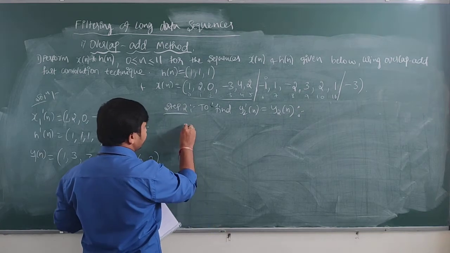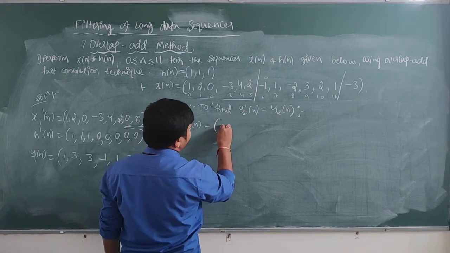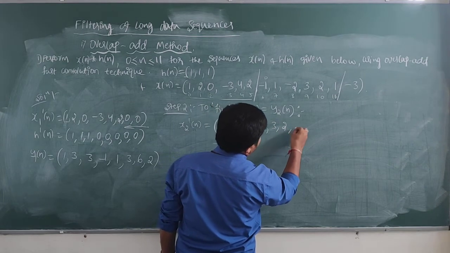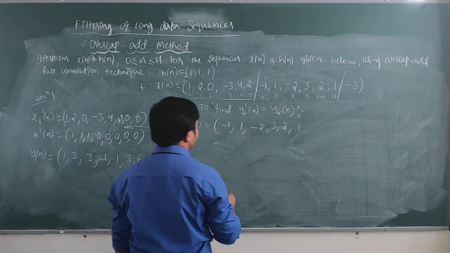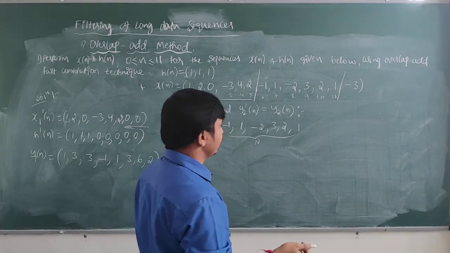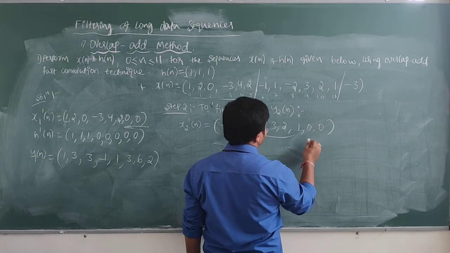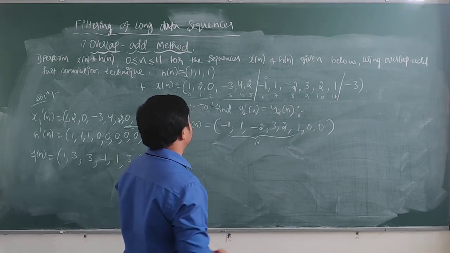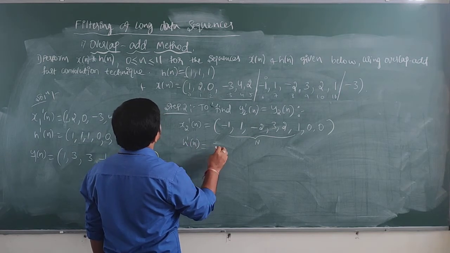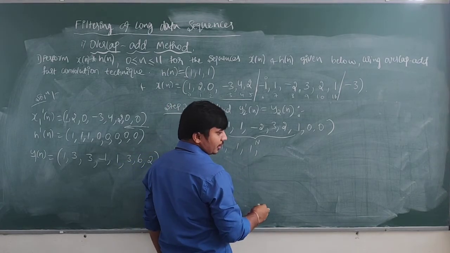Therefore x2 dash of n is equal to minus 1, 1, minus 2, 3, 2, 1. Again, it has length m, so I need m minus 1 zeros. M minus 1 zeros means 2 zeros, so that the block length is equal to 8. Again, I need to perform the convolution with h dash of n, which is equal to 1, 1, 1. I need to add n minus 1 zeros.